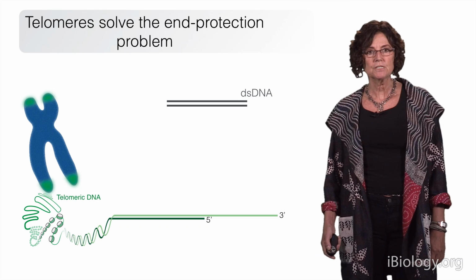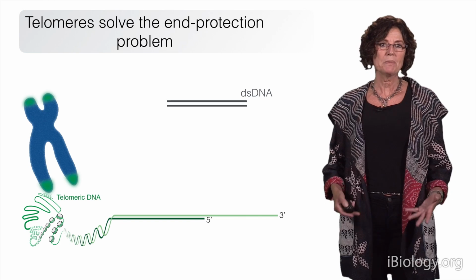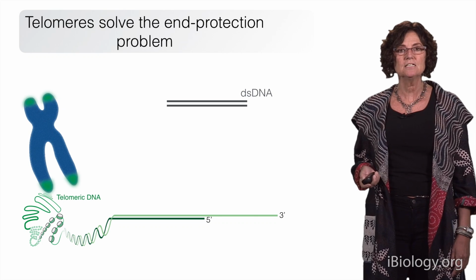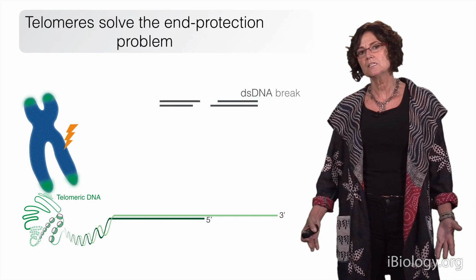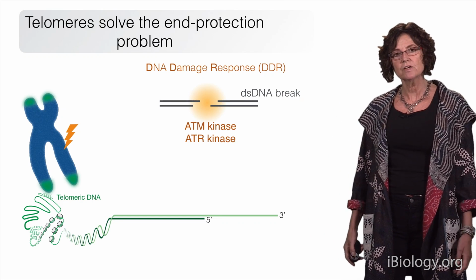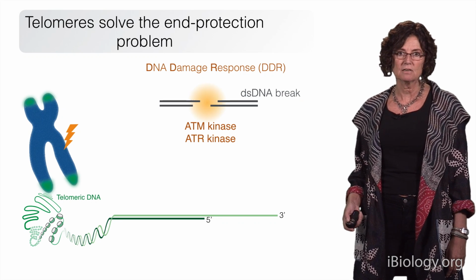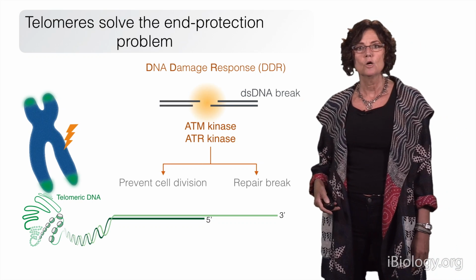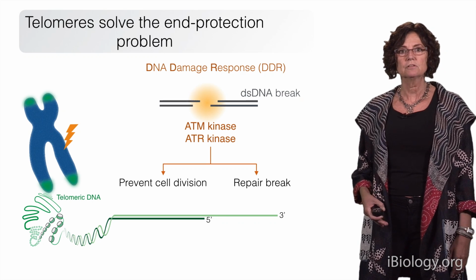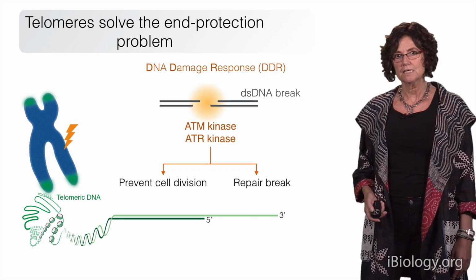They solve the end protection problem, which originates from the fact that mammalian cells, like all eukaryotic cells, have a very good system to detect DNA breaks in their genome. When a DNA break occurs, cells respond to this. They can find the break and activate two powerful transducing kinases, the ATM kinase and the ATR kinase. These kinases will enforce cell cycle arrest, sometimes even cell death if the damage is very extensive, and they will orchestrate the repair of the DNA break.